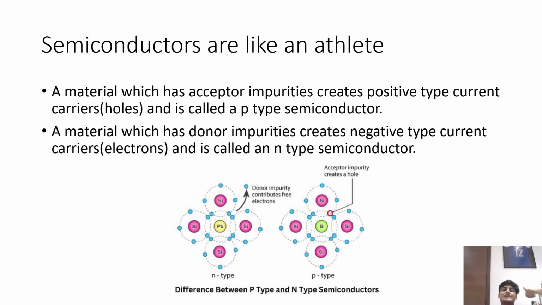A material which has acceptor impurities, for example boron, creates positive type current carriers, which are holes, and is called a P type semiconductor. You can clearly see in the right half figure, you have the impurity boron, and this creates an extra hole because it brings with it only 3 electrons. Whereas on the left side, you have a donor impurity, and this brings with it an extra electron, so it contributes to free electrons. So, donor type impurity corresponds to free electrons. It creates negative type current carriers, which are electrons, and that's why it's called N type semiconductor. So, this is just the terminology of P type and N type.